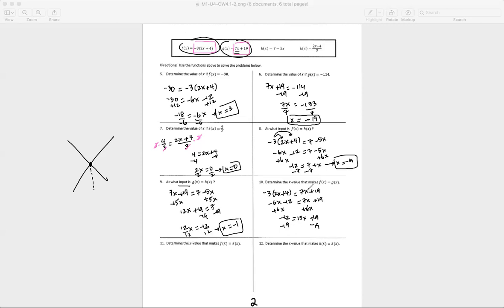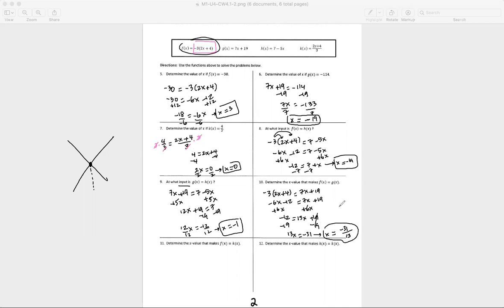Something doesn't sound right. When the numbers are not divisible, I'm always double checking. Let me see if there's a minus. So negative 6x minus 12, 13x minus 19. No, that looks right. So you're going to get 13x equals negative 31. This cancels, right? And therefore x equals negative 31 over 13.